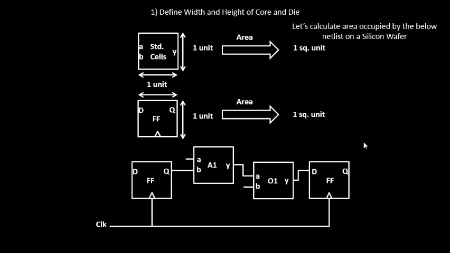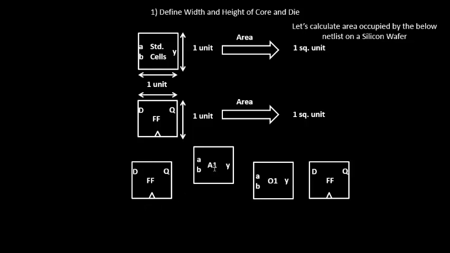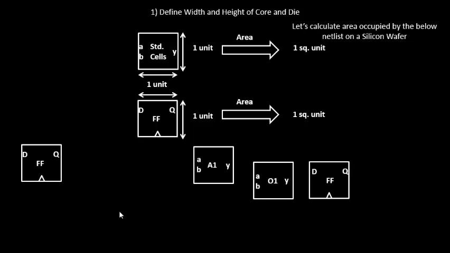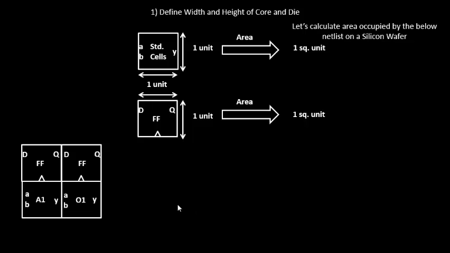Now with the help of this netlist and these dimensions, we'll try to identify the area occupied on the silicon wafer. But before that, we'll remove the wires and club all of them in a single place. For example, we'll bring the flops over here, and the AND gate and OR gate over here. Now if you calculate the total length and width: the length will be 2 units, the breadth will be 2 units, and the area will be 2 into 2, which is 4 square units.